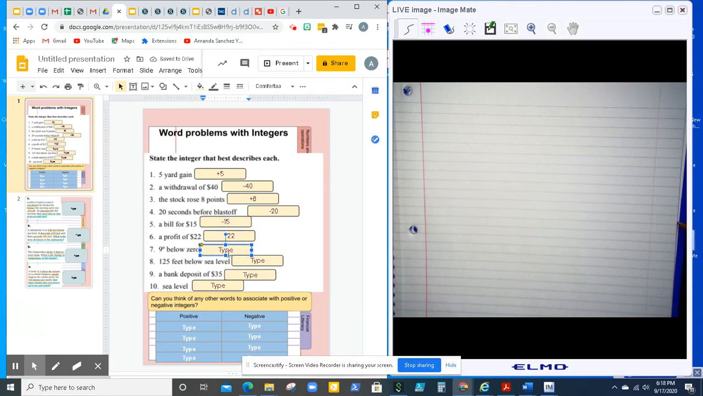9 degrees below 0. So that means you're going to the left on a number line or going down on a thermometer. So minus, negative 9. 125 feet below sea level. So sea level is at 0. It's like if you were floating on the ocean, that's 0. When you go underneath the surface, that's below. So it would be negative 125.